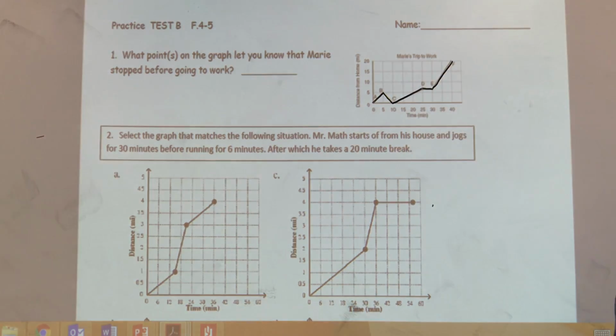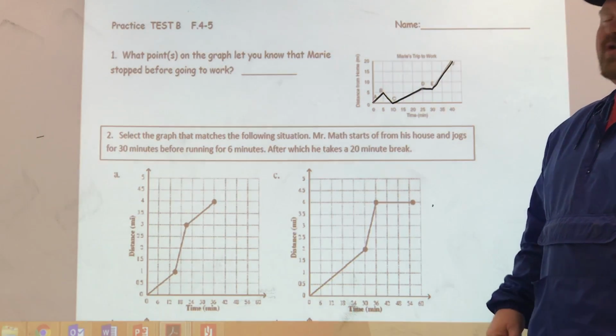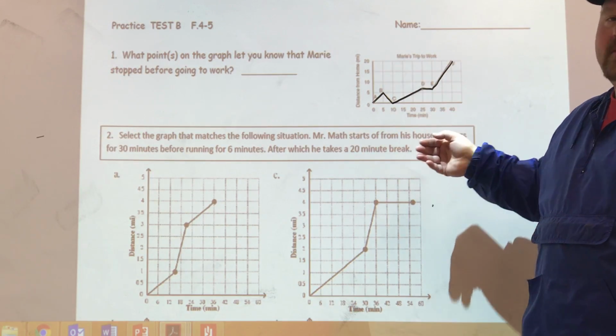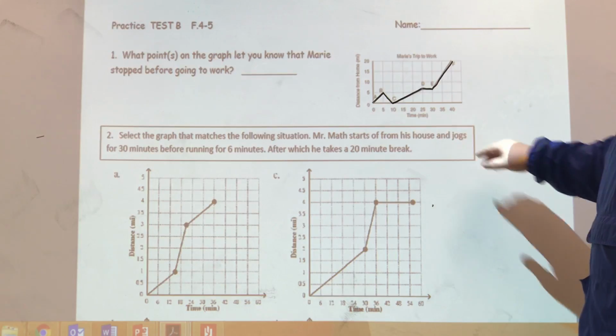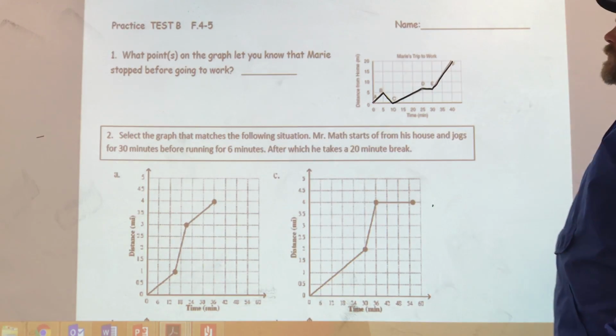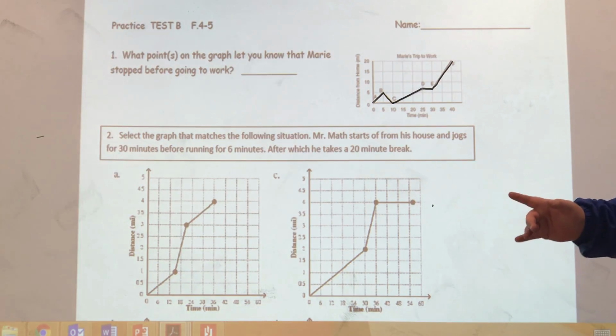And the first thing you want to check out is how it's labeled. The y-axis says distance from home in miles. So the higher up you go, the further you are from the house in miles. Going across the x-axis, of course, is time. And so number 1 says what point or points on the graph let you know that Marie stopped before going to work. Now this is tricky because you got two things.